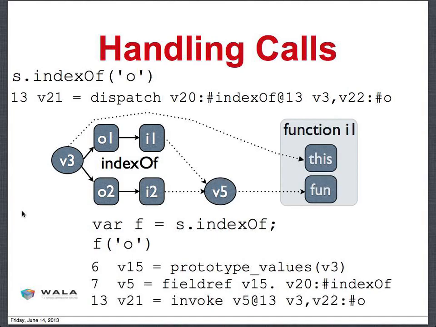Let's say we have this s.index of o. What you'll see in the Voila IR is this dispatch, from the example from the outer function here, dispatch of v20. This means call whatever function is denoted by v20 on the object v3. So in this case, v3 is the receiver, and v20 here is not the function, it's the name of the function. That's illustrated here. If I have v3, it potentially points to two objects here, and each of those has an index of property. So it's going to figure out whatever function this is, and invoke it on this object.